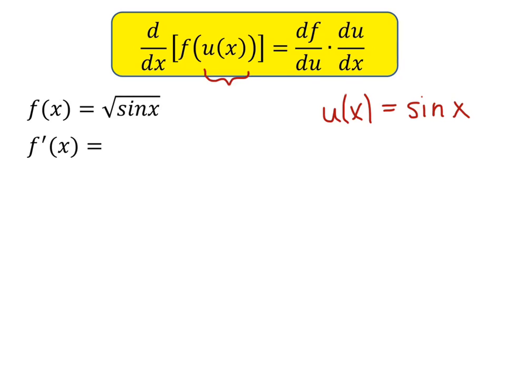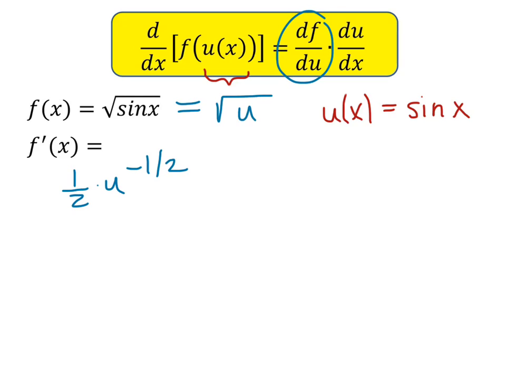And if we want to do this derivative, and we want to find the derivative with respect to u, first let me think of this as square root of u. u is equal to sine of x after all. So if we take the derivative of f with respect to u, this first part of this notation here, what we would have is 1/2 times u to the negative 1/2. That's if it's in terms of u. Now this formula is asking us to multiply by du dx.